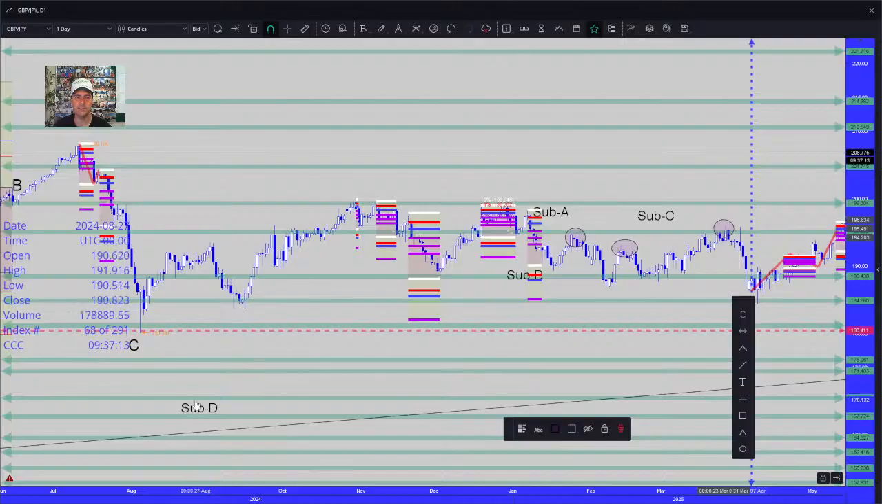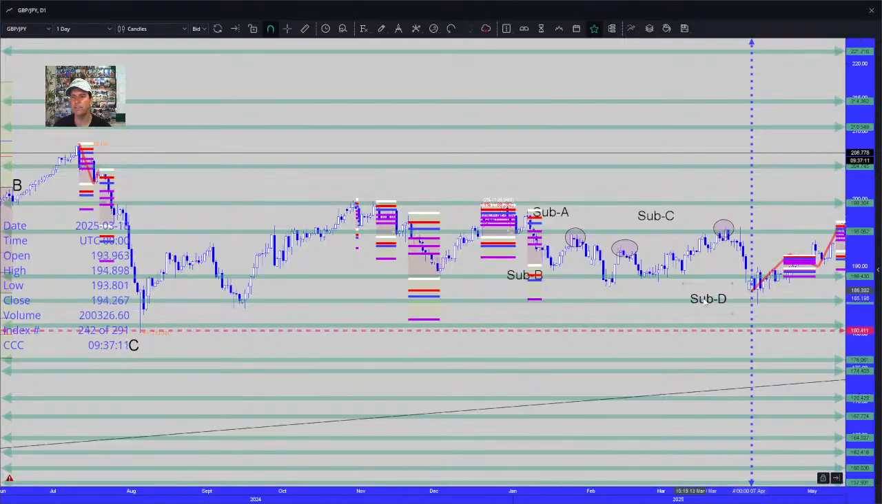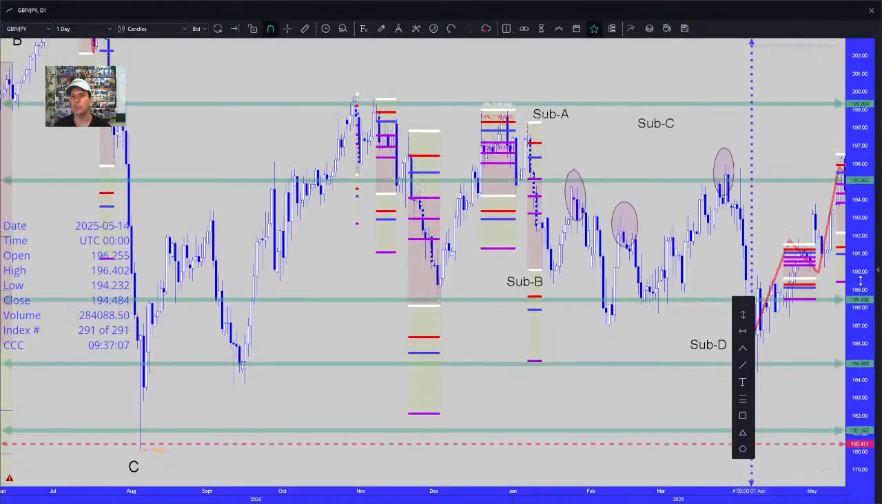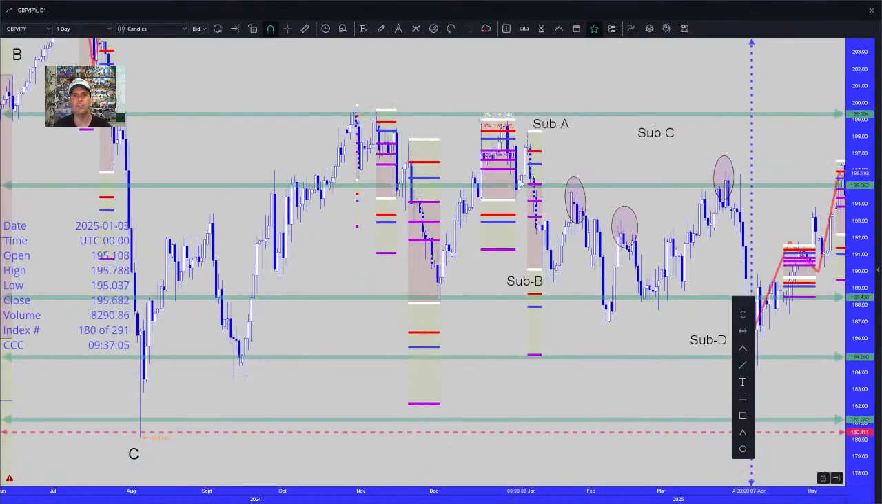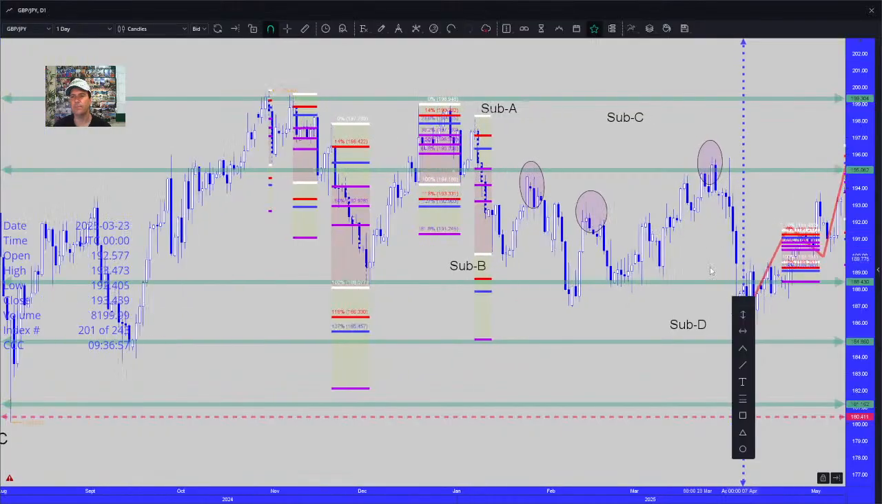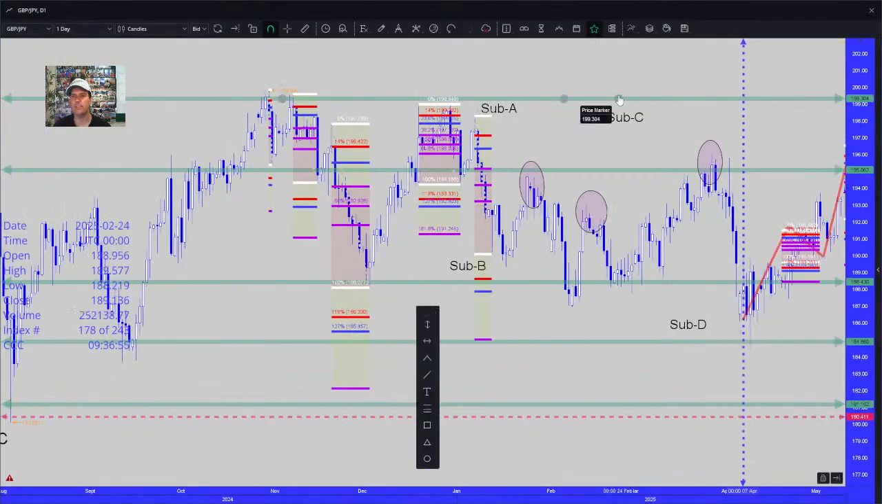Where is the sub D? Sub D is down in here. So you would win the first contrarian Fibonacci, and the second one. You would win the first one and the second one. Which one is the sub C? First circle, second circle, third circle.